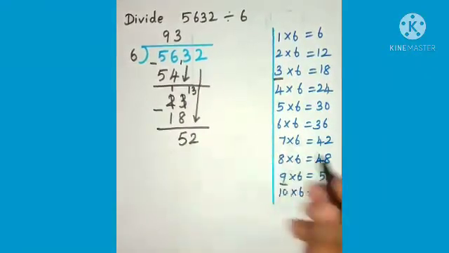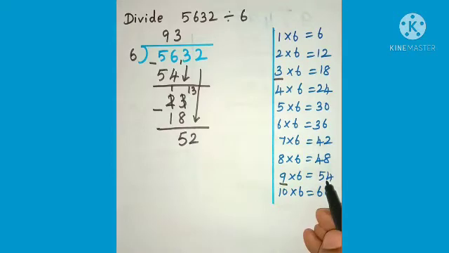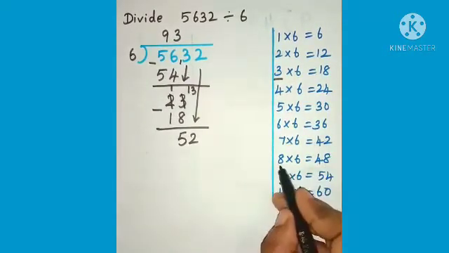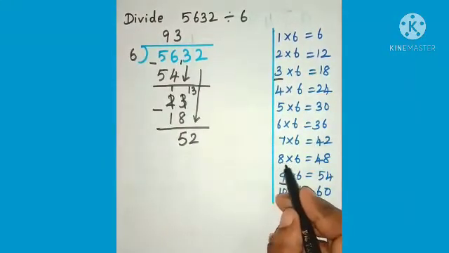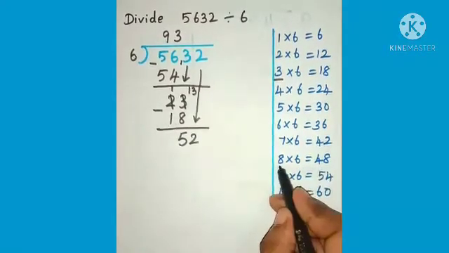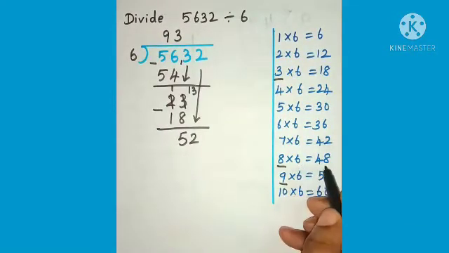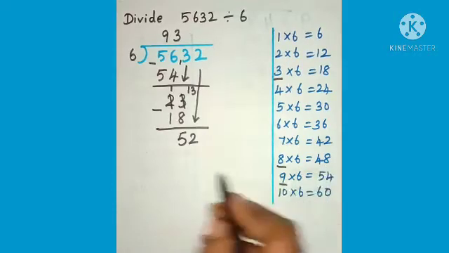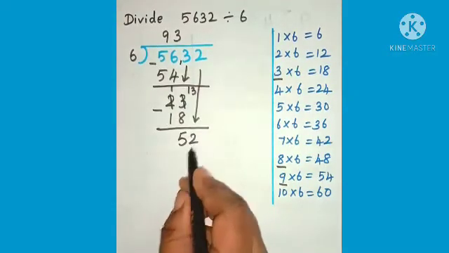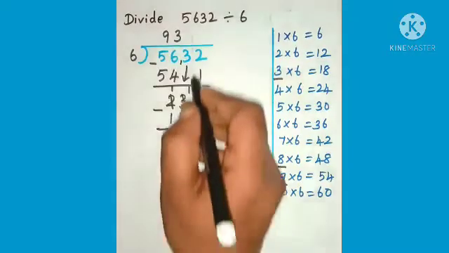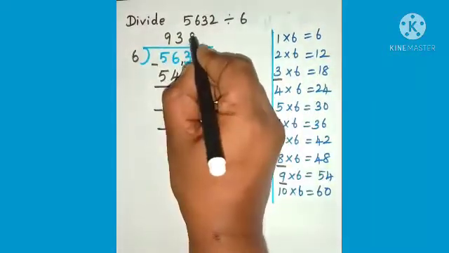Now 52. Again you have to see the table. Here 52 lies between 48 and 54. And 48 is the smaller value. Let us take the multiplication. Result: 8 into 6 is equal to 48. 8 6s are 48. Here 8 is in the quotient place and 6 is the divisor, and 48 will be below the number 52.